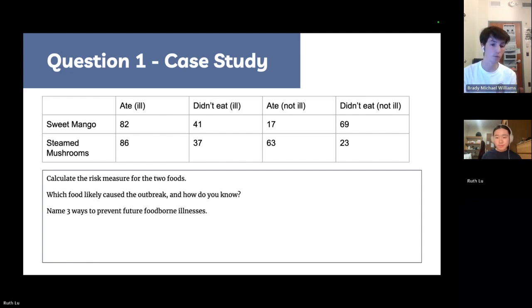So first, we want you to calculate the risk measure for those 2 foods. So think about which risk measure will be best here, odds ratio or relative risk. Think about what food caused the outbreak and 3 ways to prevent future foodborne illnesses. And I'm probably just going to give you a short amount of time to think here because I want to get through the rest of the questions, but try to see if you can calculate these numbers.